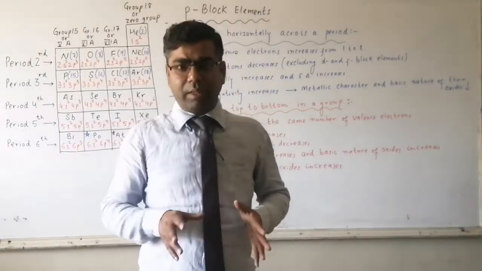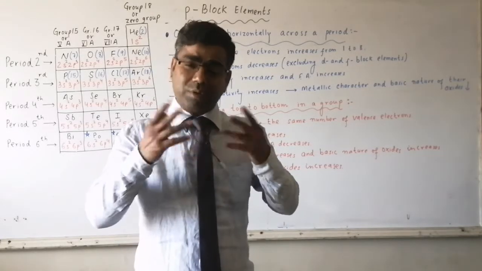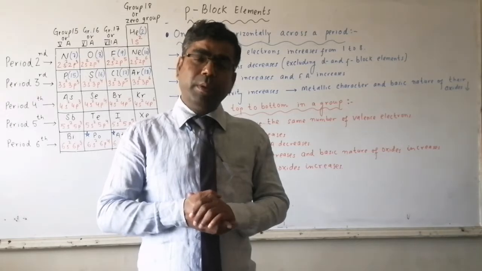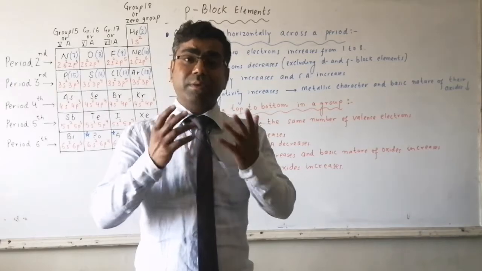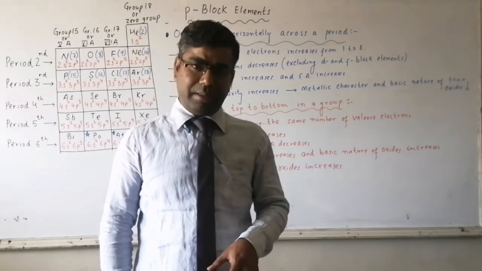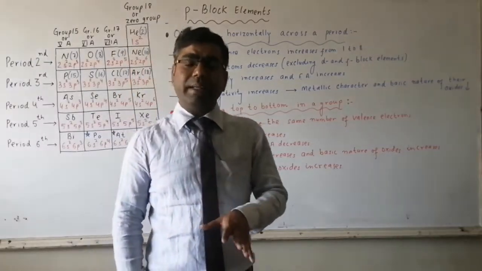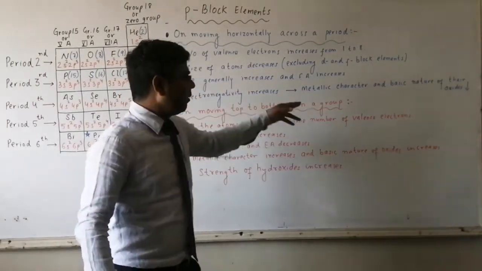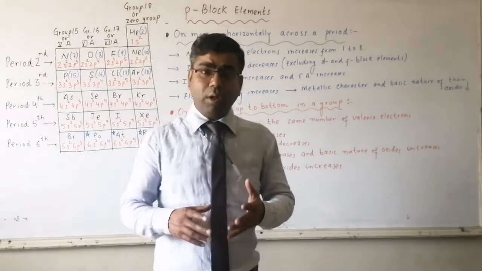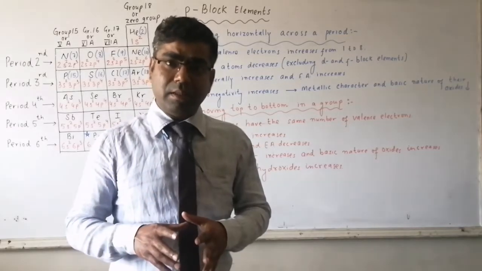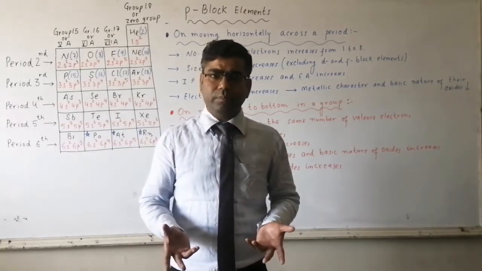Electronegativity and electropositivity: electronegativity and metallic character are opposite in nature. Because electronegativity is increasing, non-metallic character is increasing, that's why metallic character decreases. And if oxygen is combined with a non-metal, then it will not form a basic oxide, it will form an acidic oxide. That's why it is written here, metallic character and basic nature of their oxides decreases, because most of the oxides of non-metals are acidic in nature. A few are neutral in nature also.